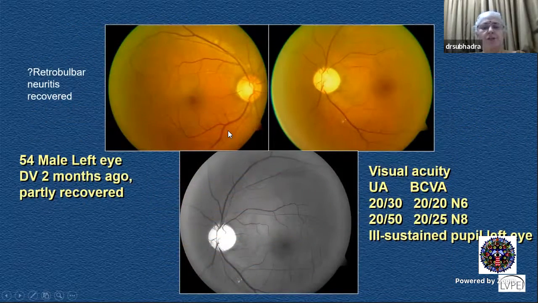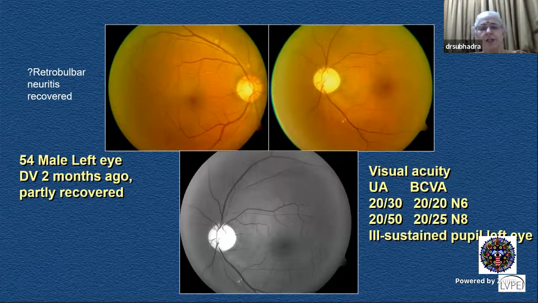Here's another patient. The patient is 54 years old. Two months ago, he had sudden loss of vision and now he has recovered, but he's not happy with his vision. On examination, vision is pretty good. It is 20/25 N8 and there's an ill-sustained pupil. The patient was referred as retrobulbar neuritis. You can see a little disc pallor. The thought is that this is a patient who had retrobulbar neuritis and it has recovered.